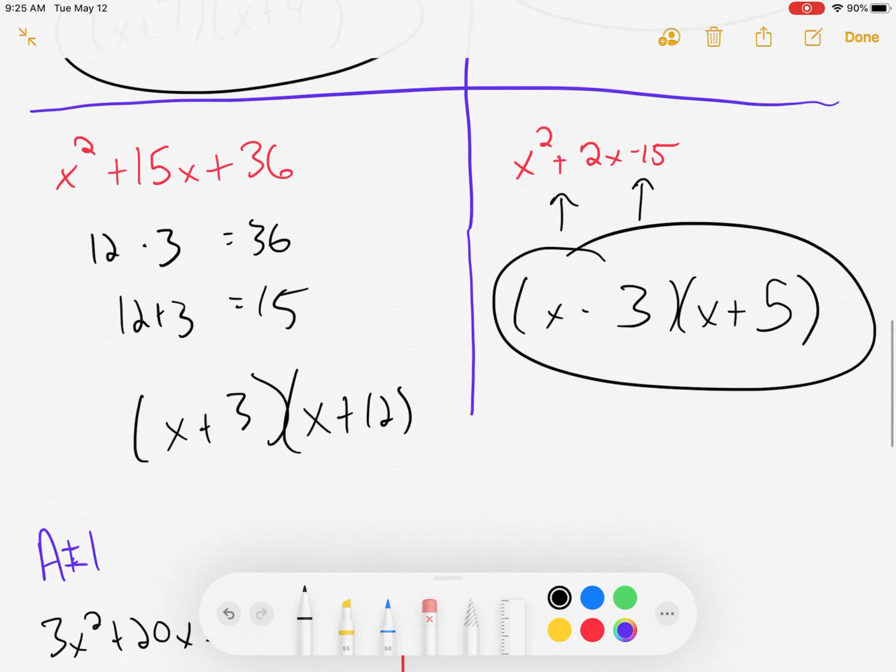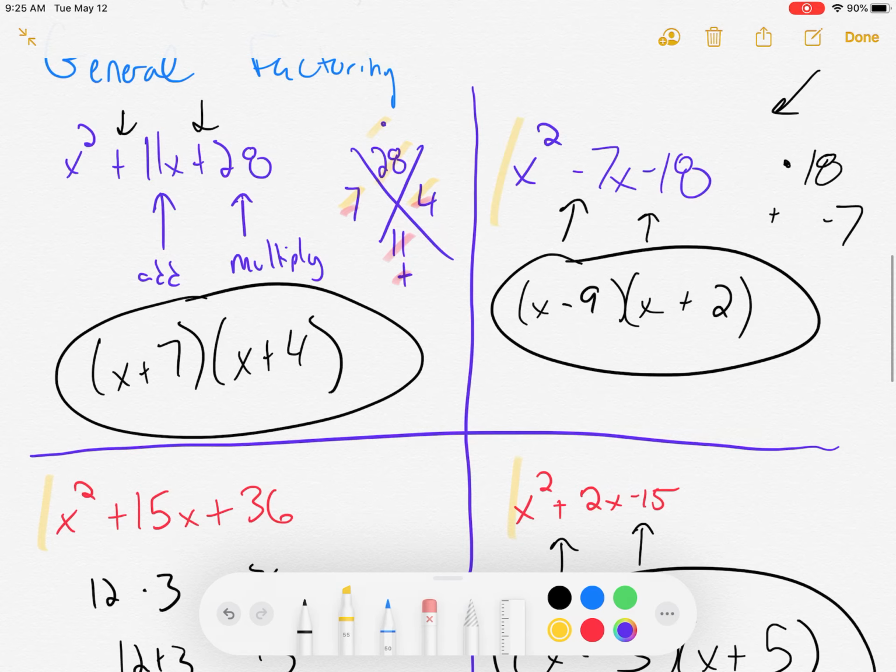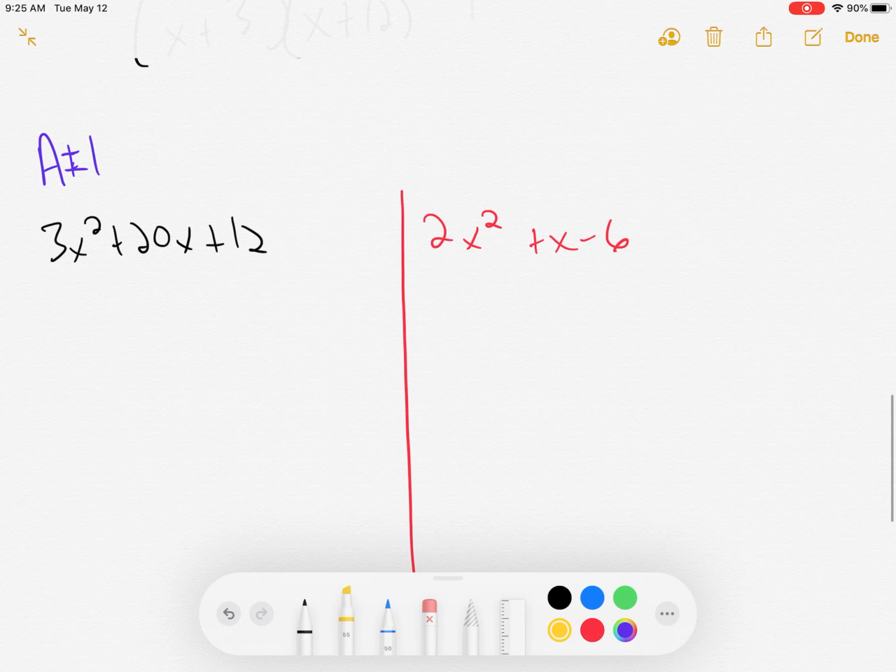Now, a little bit more difficult is when our a value isn't 1. We did general factoring when we didn't have a number outside of our x squared. Now, I'm going to put a number out there.